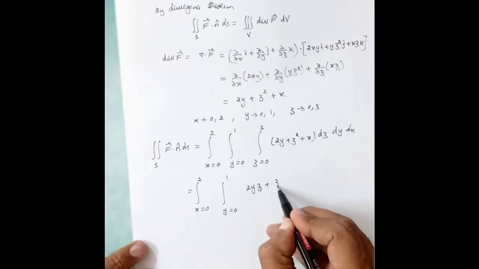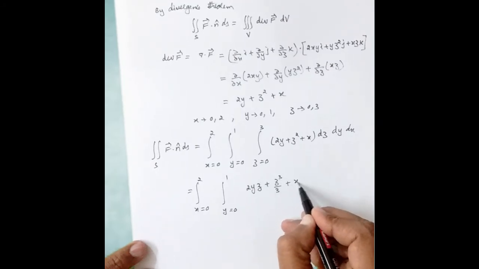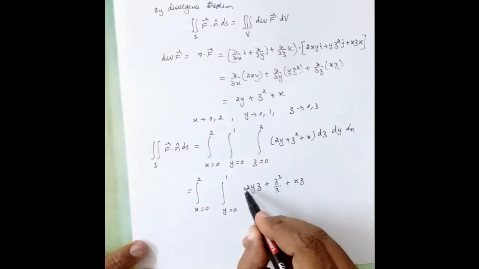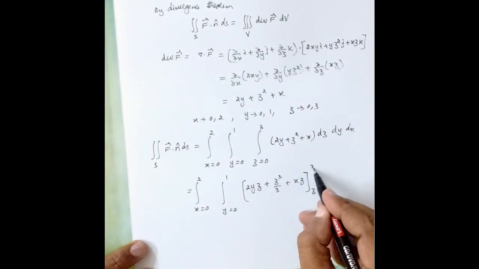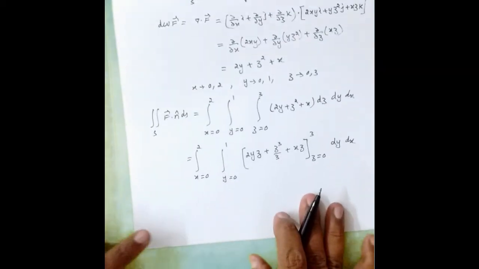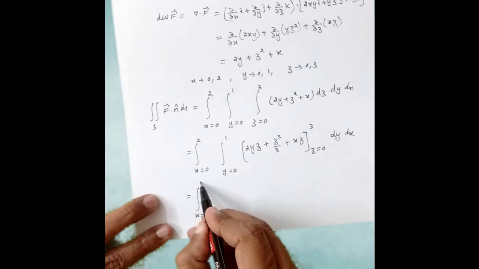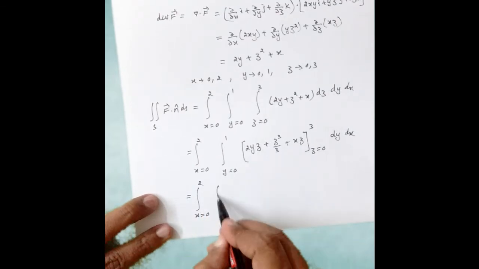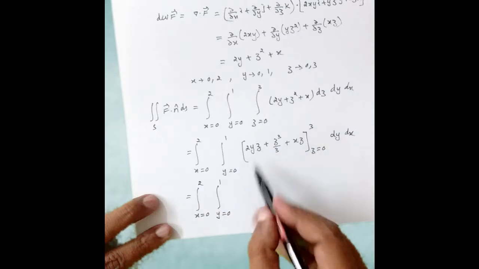Then z square is there, we will be getting integral as z cube by 3. Then you have x, integral of dz will be z. Your limit values will be z is equals to 0 to 3. You have dy dx. Now it will be equals to integral of x is equals to 0 to 2, then you have integral y is equals to 0 to 1. You need to apply the limits for z.